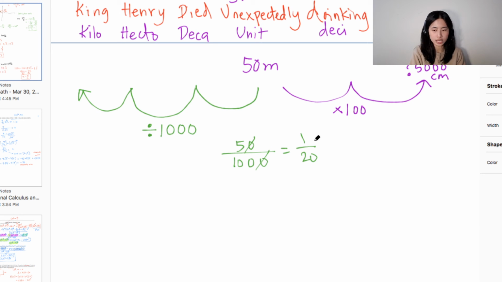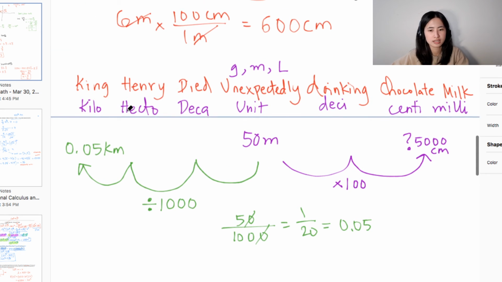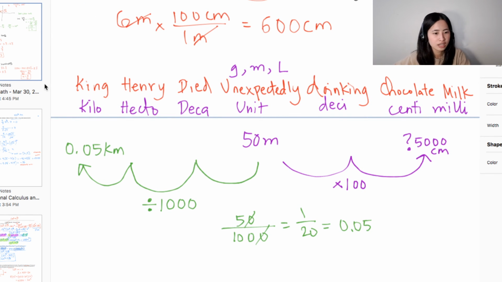Yeah, 1 over 20 is actually 0.05. So in that case, you can say that 50 meters is equal to 0.05 kilometers. Does that make sense? So that's how you're going to remember this mnemonic. Okay, so that's related to that question.